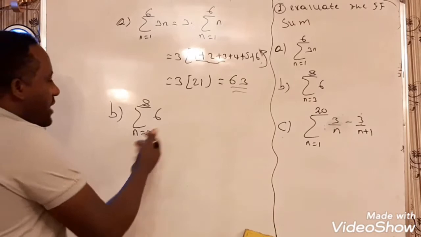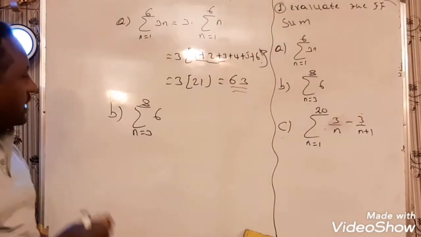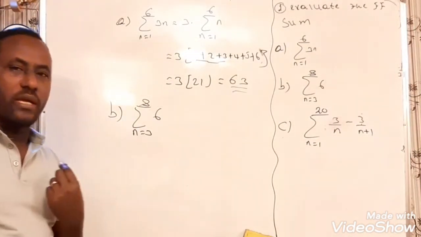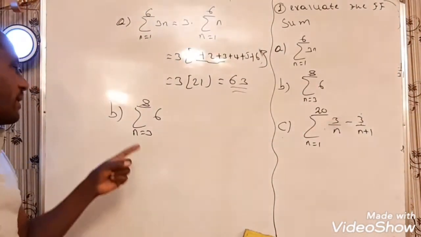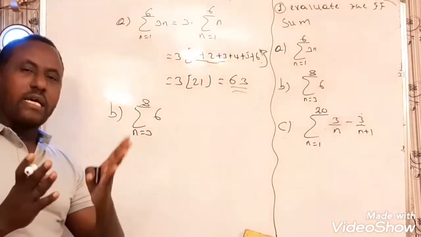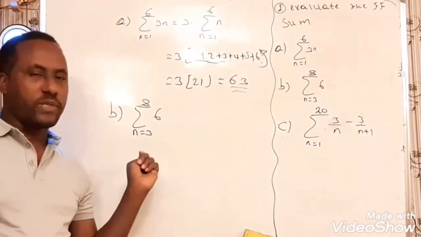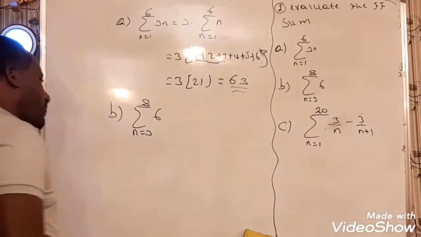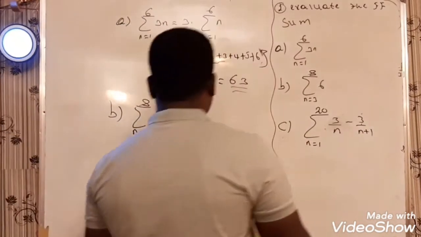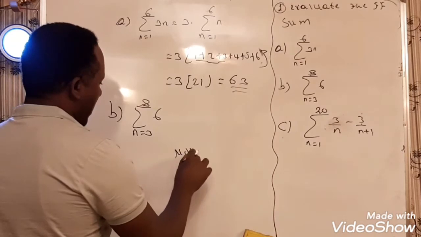In order to find the sum of this formula, how many terms will be added in this example? n is running from 3 to 8. So from 3 to 8, we have 6 different terms of the sequence. That means this is generally given by... Now let's state a remark. It's a very important remark.